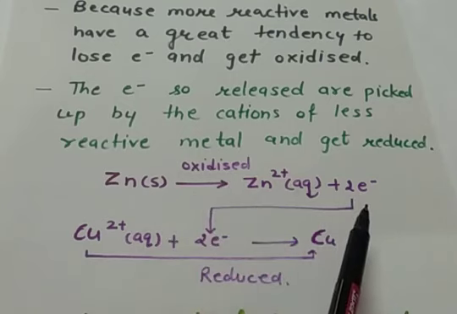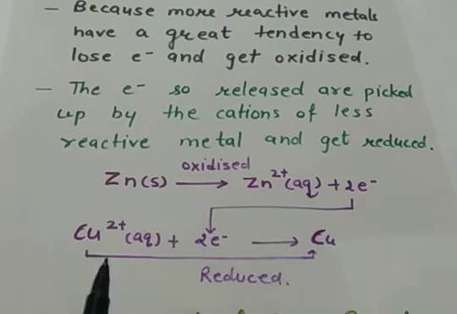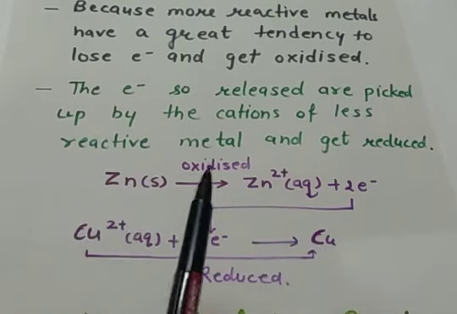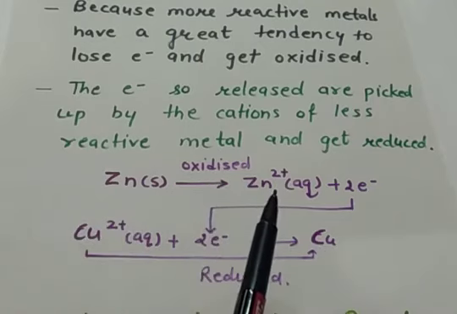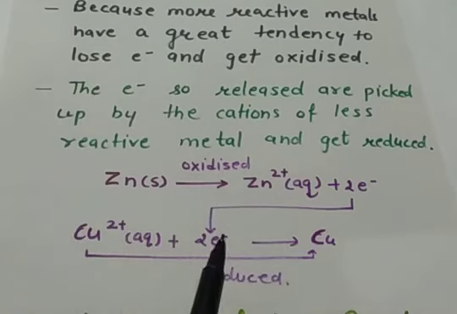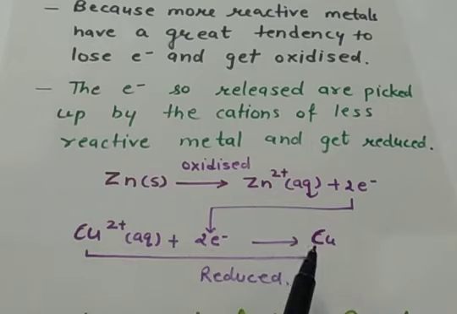Now these 2 electrons are taken up by the copper ions which are there in the salt solution, and hence it reduces and becomes copper, and that is why this copper separates out. So more reactive metal gets oxidized and dissolves in the solution. Less reactive metals pick up the electrons and get reduced and hence separate out.